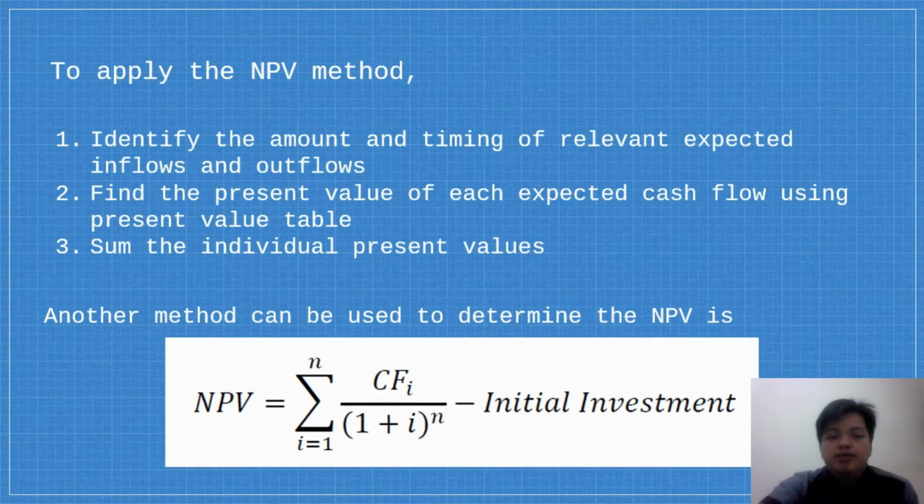To apply the NPV method, there are three steps. The first step is to identify the amount and timing of relevant expected cash inflow and outflow. Second step is to find the present value of each expected cash flow using a present value table. And last step is to sum all the individual present values. But the NPV can also be determined by using the formula on the screen.